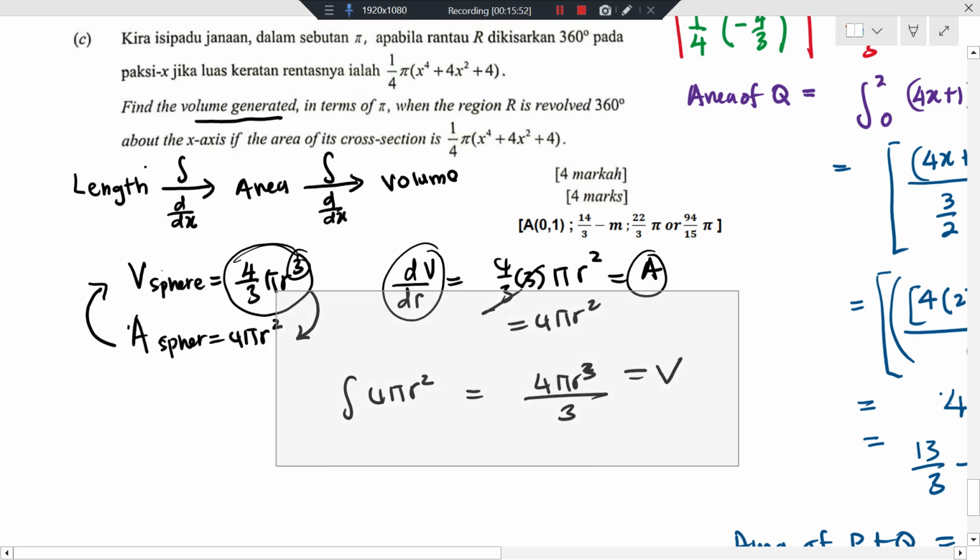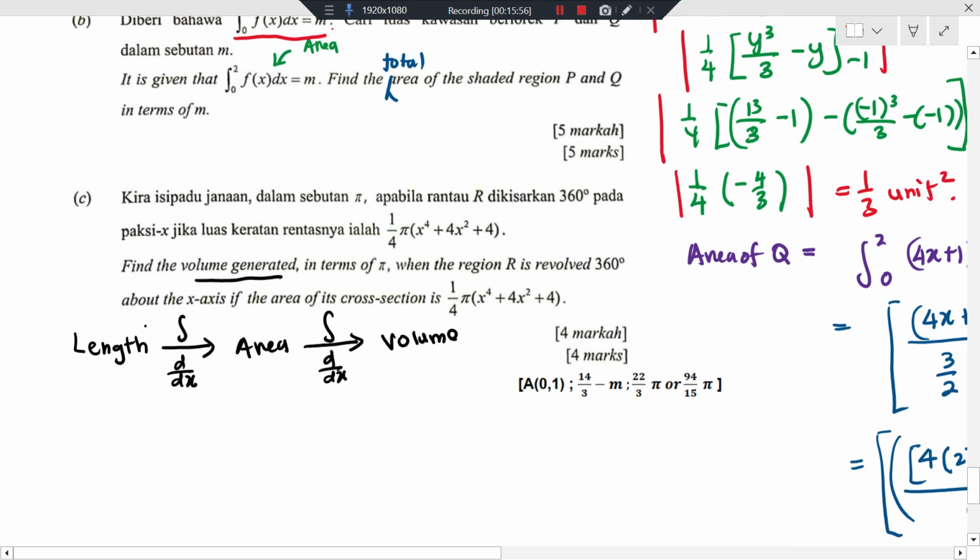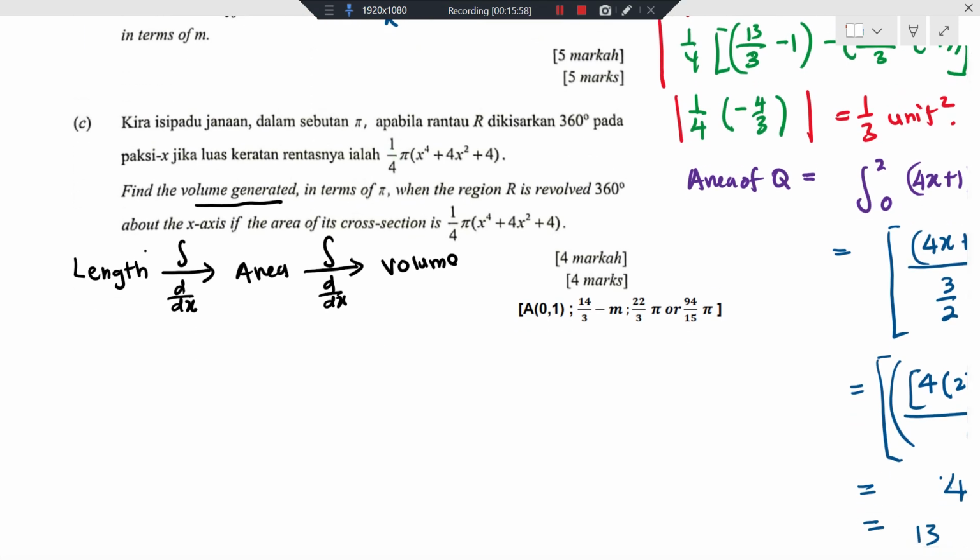So in this case, if you realize that, then it is easy. You may write this in your working. They already give you the cross-section area. Just use the cross-section area. They already gave the area, so just integrate the area and you will get the volume. So volume is equal to the integral of the area.